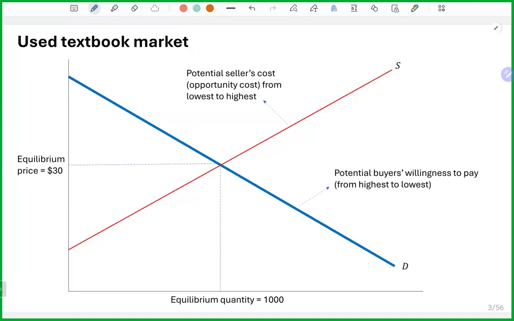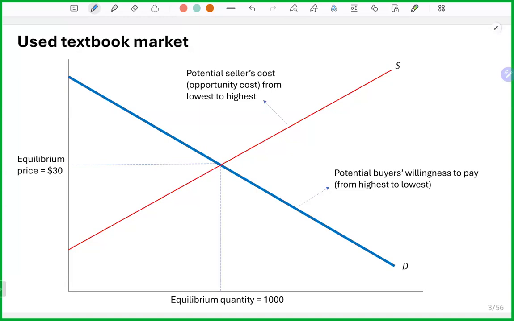Look at the next person who has the next highest willingness to pay on the used textbook. So, personal valuation of used textbooks: I'm willing to pay up to $100. You're willing to pay up to $99. But you end up only paying $30. Why? Because the market equilibrium price is $30. So my benefit as a buyer is the difference between my willingness to pay and the market price. That is $70.